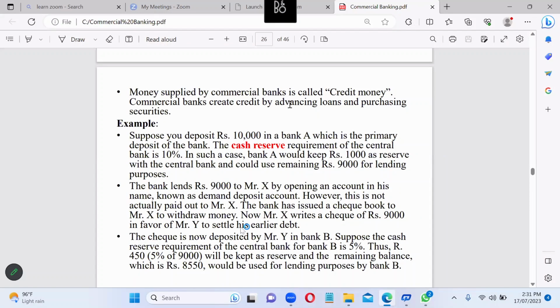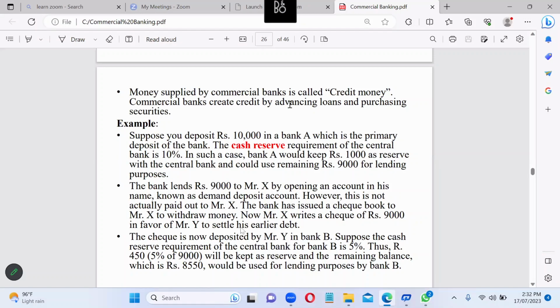Bank A lends 9,000 to Mr. X by opening an account in his name, known as a demand deposit account. He opens a current account with the 9,000. However, it is not actually paid out to Mr. X. The bank has issued a checkbook to Mr. X to withdraw the money. So now Mr. X writes a check for 9,000 in favor of Mr. Y, to settle his earlier debt.